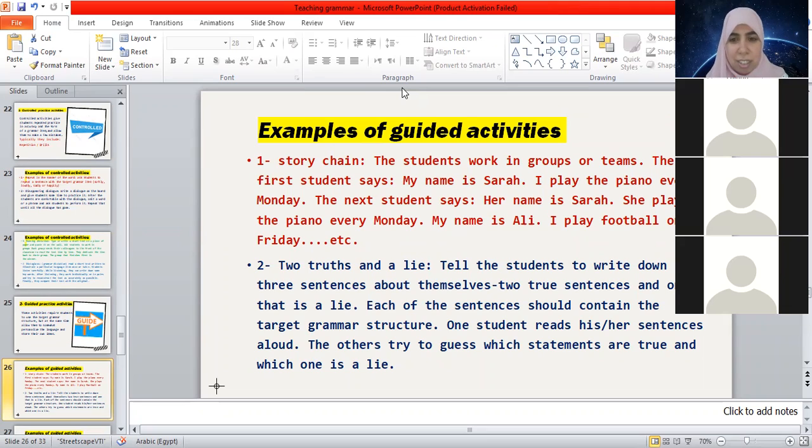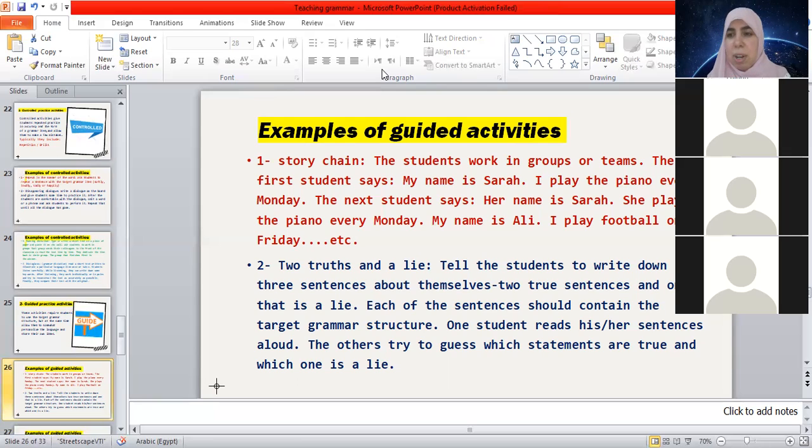Who wants to share? Who can add another sentence? You can type it down. You can write it down in the chat box if you want, if you don't want to speak. Okay, the next student. Does anyone want to share?